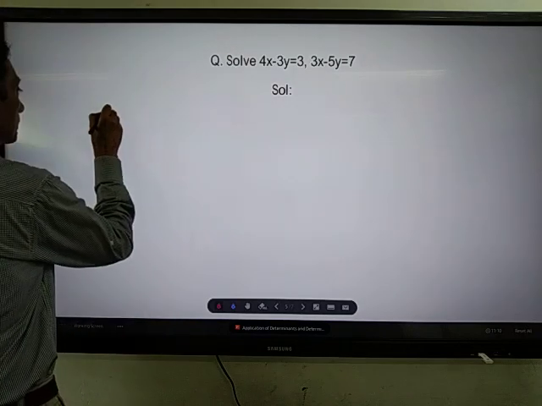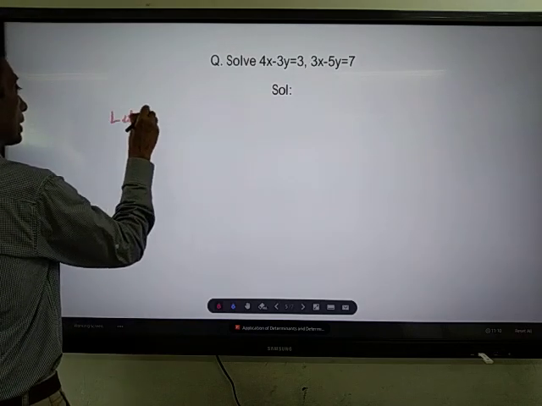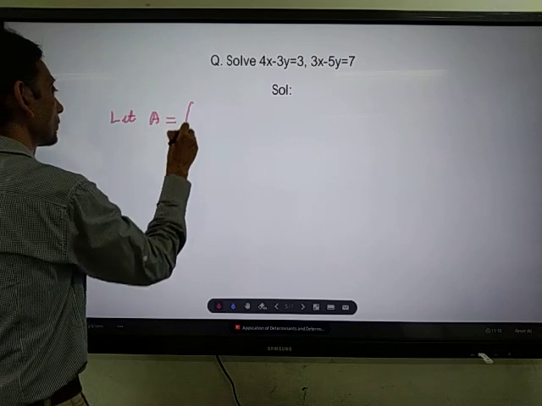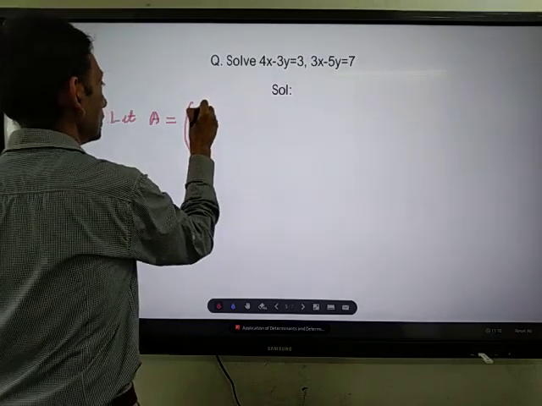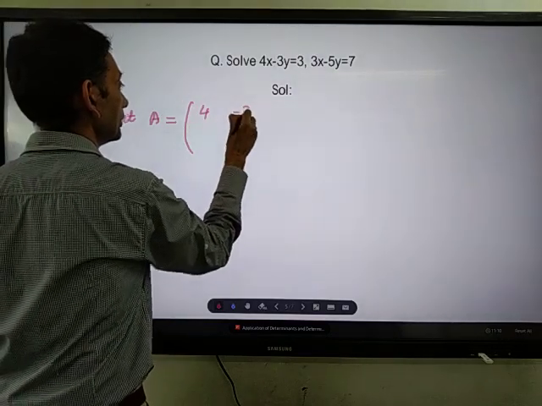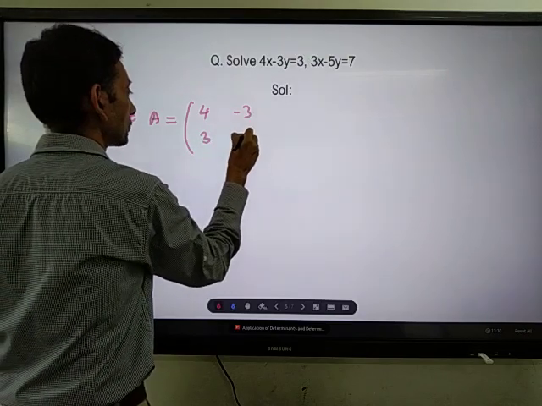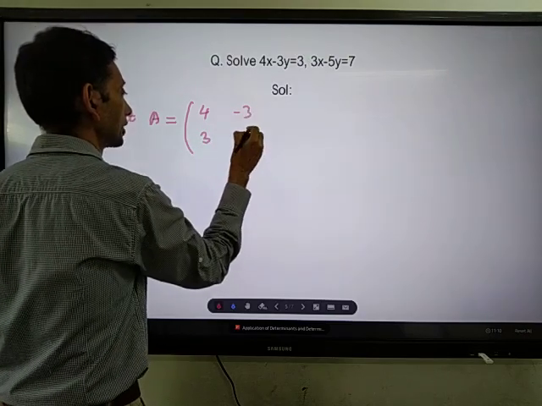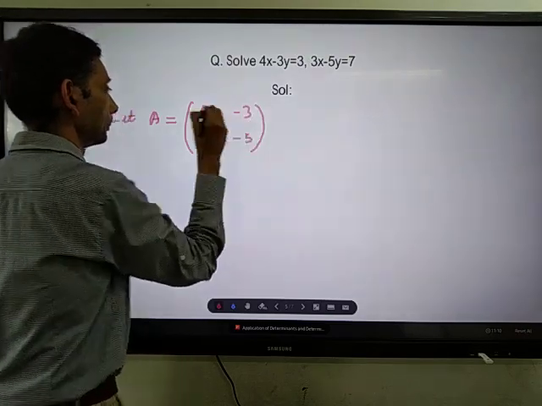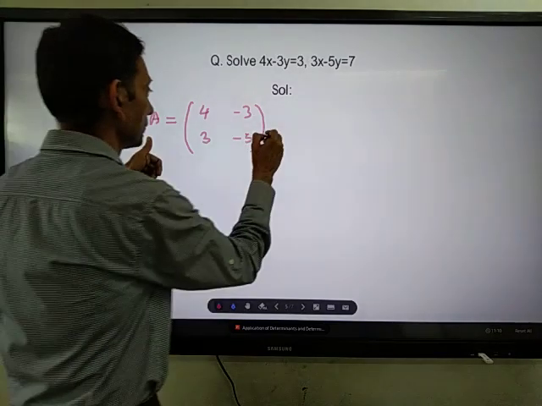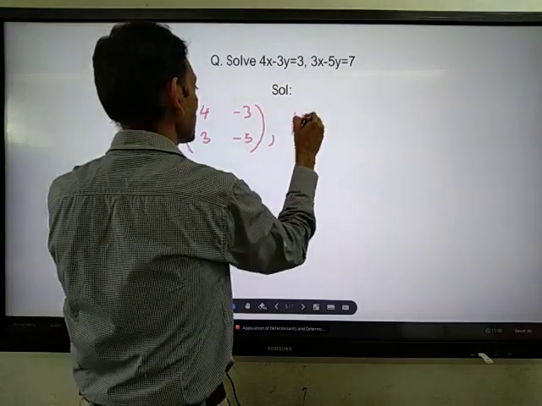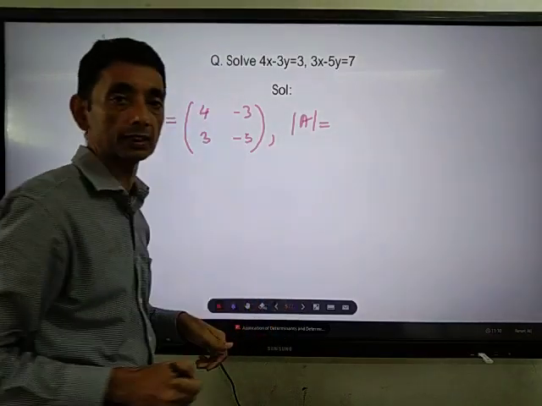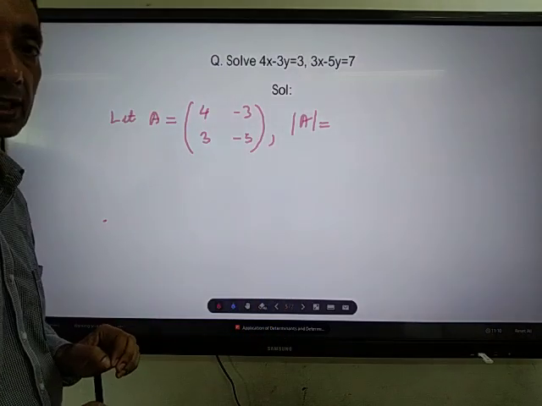Let it be A. What is the coefficient matrix here? 4, minus 3, 3, minus 5. This is our coefficient matrix. Right? The first step is we need to check whether it is singular or non-singular. That means we need to calculate determinant A.